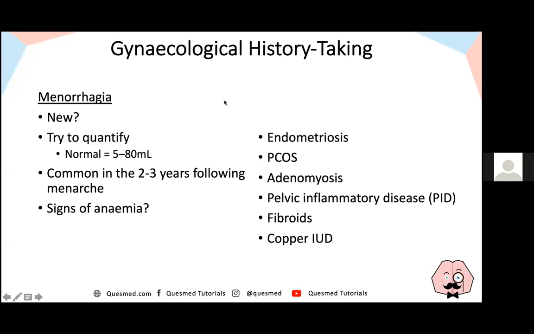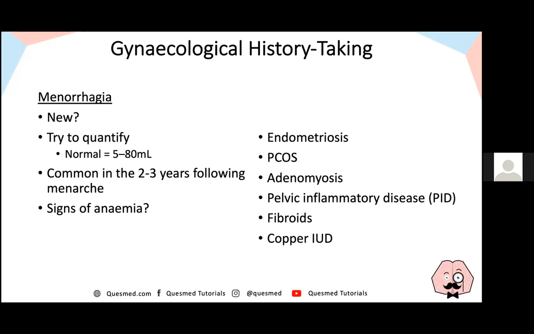So a normal blood loss is 5 to 80 mils. I've absolutely no idea what that looks like in terms of tampons or pads, but I like to ask people, how many pads are they using? Are they flooding through several pads in an hour? Are they flooding through several tampons? Are they having to use tampons and pads to soak up their blood flow? How is that affecting them? How is that affecting their activities of daily living?